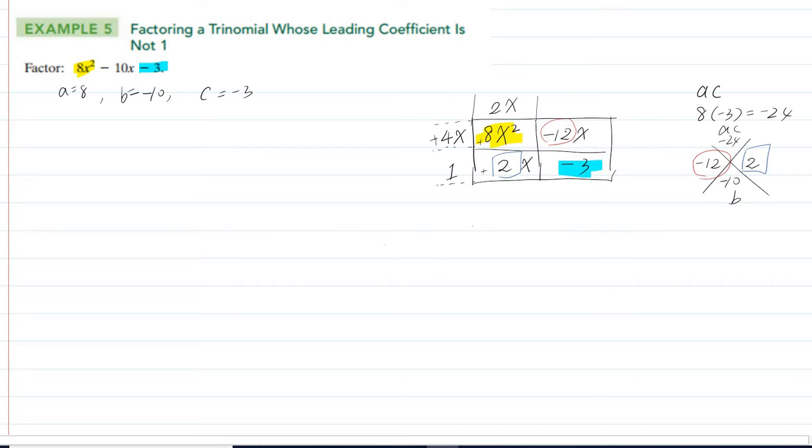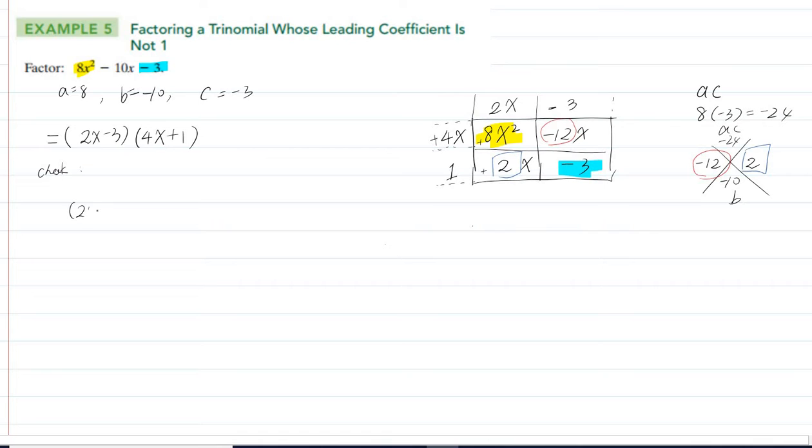Now you look at the column with negative 12x and negative 3. You look at negative 12 right here, so we must have a negative number right here as well. In this case, that would be negative 3. That would be the greatest common factor. So our final answer is, looking right here, 2x minus 3, and then looking at this column, 4x plus 1. Okay, then you are done.